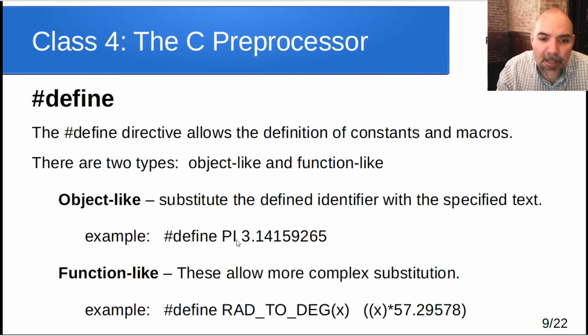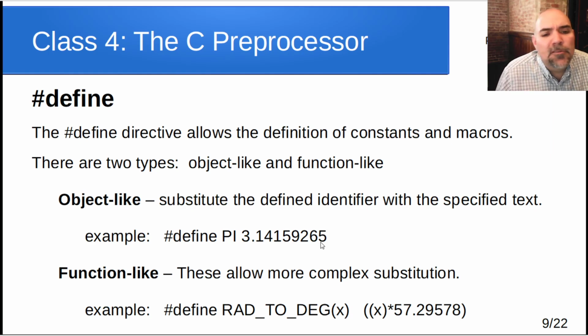It's just an identifier name. And so in other words, it's just a fancy definition of a cut and paste operation. We say whenever you see pi, replace it with this number. And it's really not even a number, it's just these characters. So when I see pi in the source code, replace it with that before it goes to the compiler.